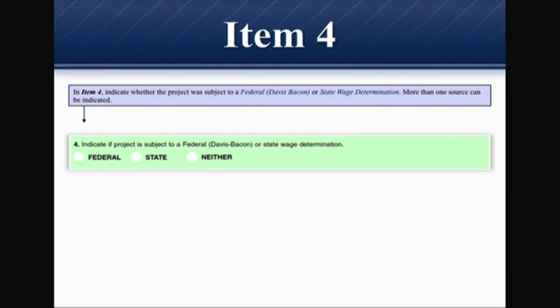In Box 4, we're simply asking if the project identified in Box 3 is a federally funded or state-funded project. If it is not, please check Neither. If it is both federal and state-funded, you may check both.